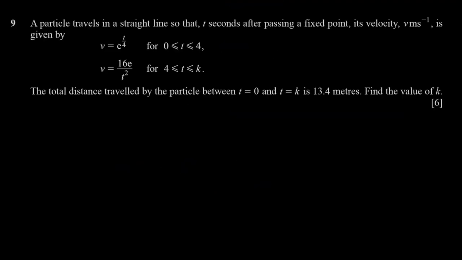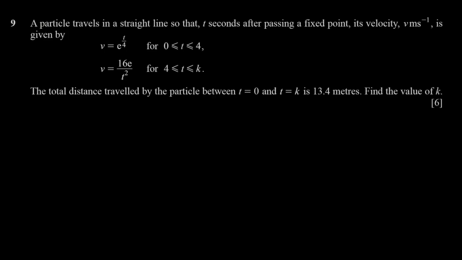Okay, so here we are in question 9, which is a kinematic style question. A particle travels in a straight line so that t seconds after passing a fixed point, its velocity is given by these equations here. So e to the power of a quarter t when t is between 0 and 4, and 16e upon t squared when t is greater than 4 but less than k. Now, the total distance traveled by the particle between t is equal to 0 and t is equal to k is 13.4 meters. We want to find the value of k.